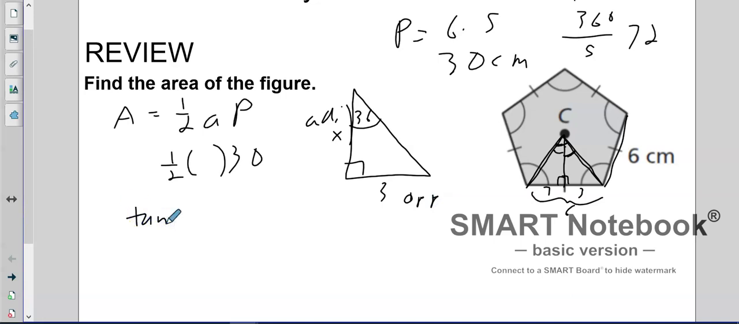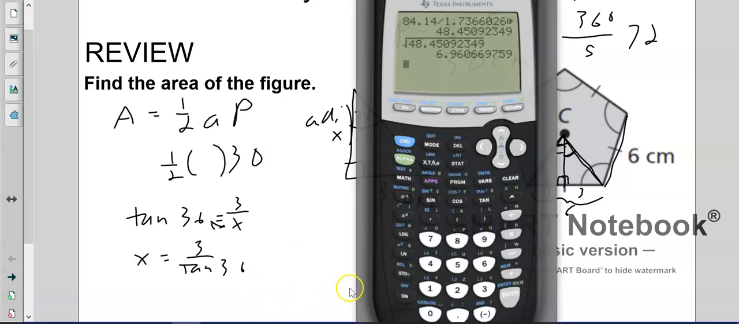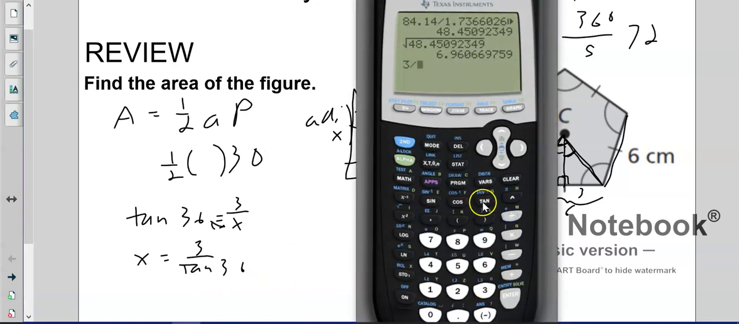So tangent of 36 equals opposite over x. Now remember, in this case, when the x is on the bottom, we need to do the switcheroo. So x equals 3 divided by tangent of 36. And you just type that in your calculator. Okay? 3 divided by tangent of 36. So real quickly. And it's not going to work. Let's try it again. 3 divided by tan 36. And that gives us 4.13.